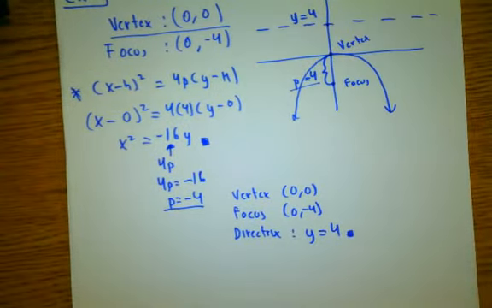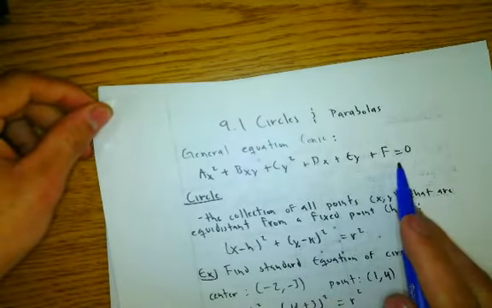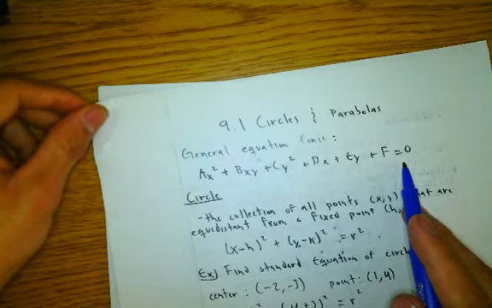Remember, we started the lesson with the general equation of a conic, right? The conic could look like that. So what if I give you a parabola in this form? How could you tell that it's a parabola? So let's go ahead and get that started. So, example.